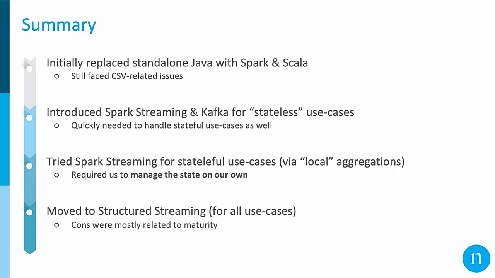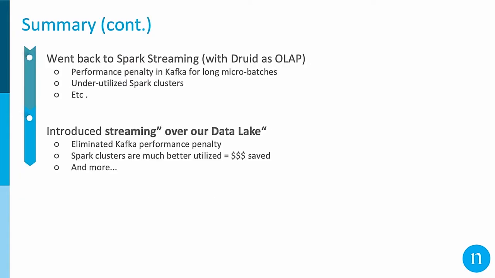Because Spark Structured Streaming had so many promises, we introduced it in our tech stack for most of the use cases, but unfortunately, at least at that time, it wasn't mature enough. Then we went back to Spark Streaming and introduced Druid as our OLAP database, but still it had issues because it imposed a performance penalty in Kafka for long microbatches, it had underutilized Spark clusters, and many other disadvantages. And finally, we introduced a rather unique solution of streaming over a data lake. That eliminated the Kafka performance penalty, saved us a lot of money and had many other advantages.